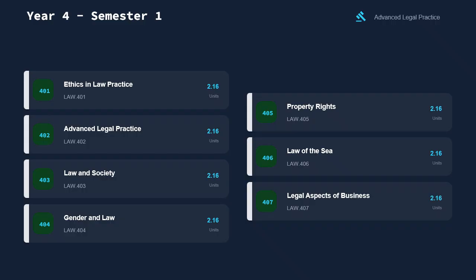Students analyze transnational issues and evaluate governance mechanisms. They practice developing globally conscious legal strategies.